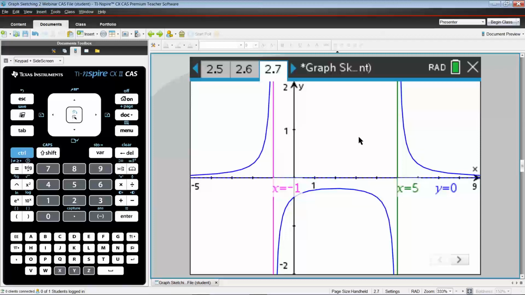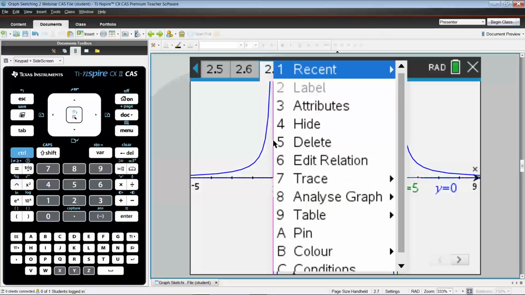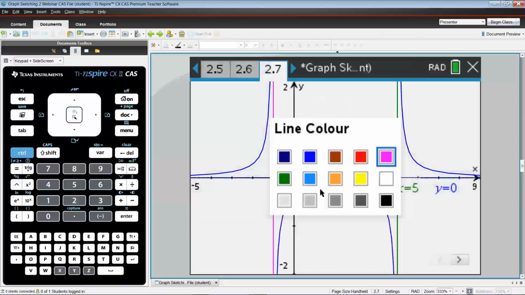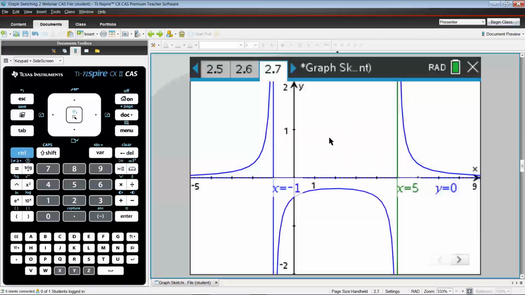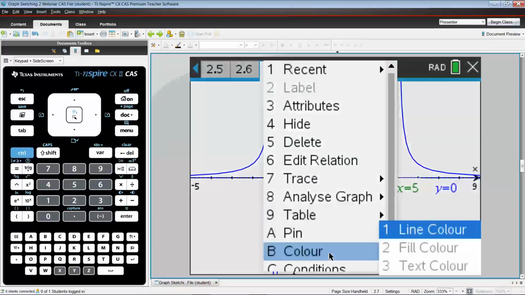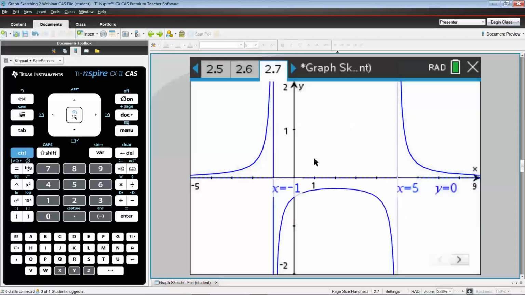So I've got my two asymptotes there, but they don't really look that good because they're different colors and they're also not dashed. So how do you change the color? Well, you right-click this on the computer software or control menu on the handheld, and then go color, line color, and I'll change it to the same as the graph, which is blue. And I'll do the same thing for x equals 5. Right-click, color, line color, and make that blue.